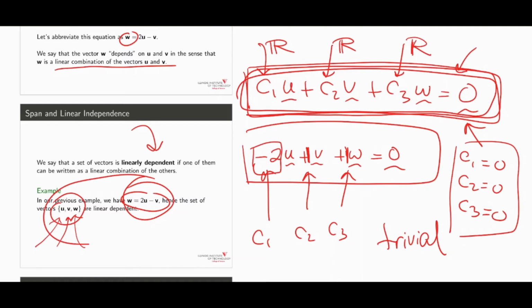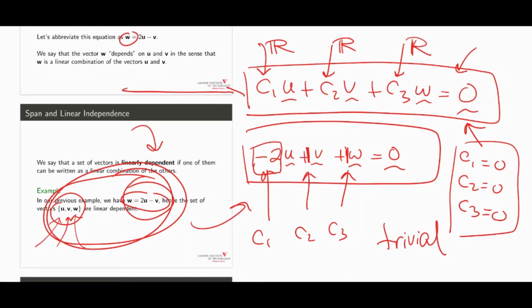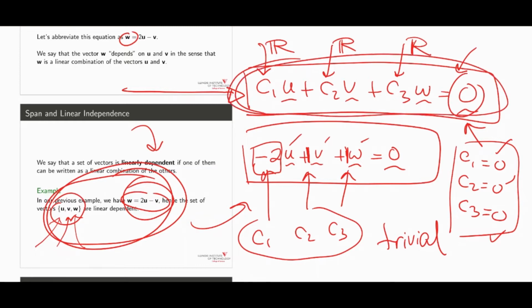So when you have some kind of dependency and you rewrite your equation like this, you will see that all the scalars do not have to be 0. You can have some of them non-zero. In our case, they are all non-zero, but the key thing is they don't have to be all 0 in order to get 0. When that happens, we say that the vectors u, v, and w have some kind of relationship in it, so that this equation does not have only the trivial solution.